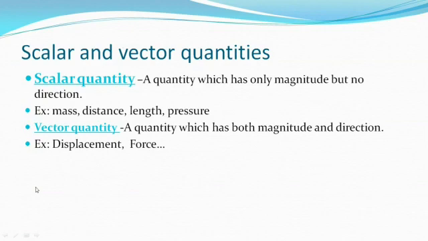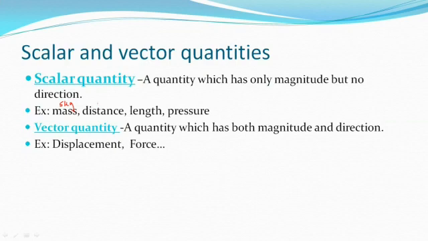So, if you take mass, what is the mass of an object? Any object. Let us take the mass of an object to be 5 kgs. Do you say that it is 5 kgs to the west, 5 kgs to the north, 5 kgs downward, 5 kgs upward? No, you do not say like that. So, mass does not have a direction, children.